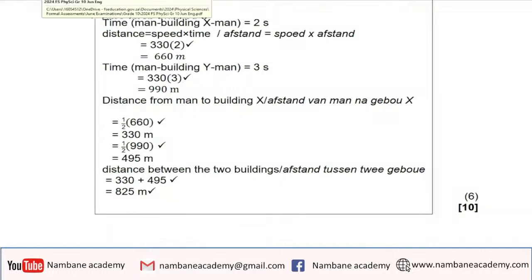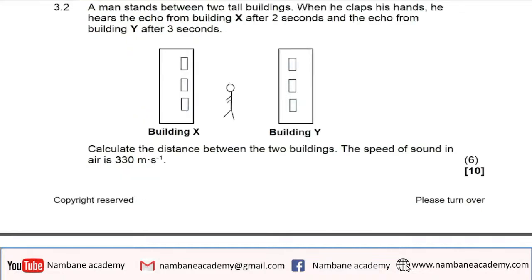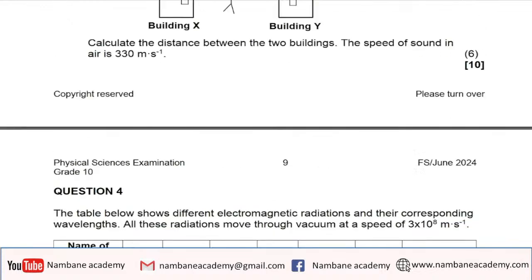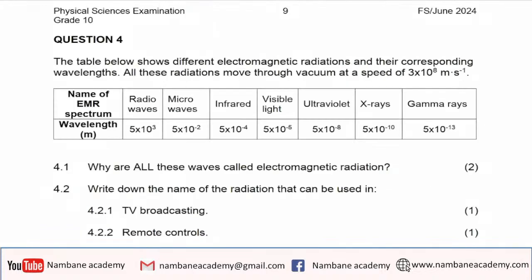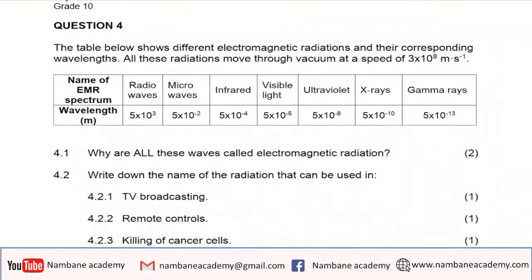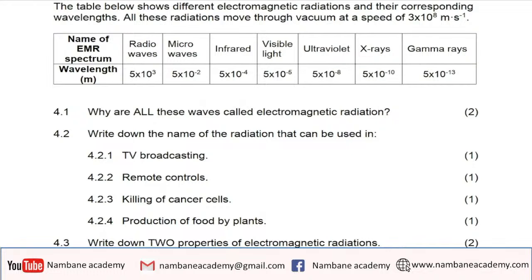We would also like to have inputs about the question paper, colleagues. How did you find the question paper? Question number 4 is about EM, electromagnetic radiations. The table below shows different electromagnetic radiations and their corresponding wavelengths. All these radiations move through a vacuum at a speed of 3 multiplied by 10 to the power 8 meters per second. So the learners are given the names of the electromagnetic radiation spectrum, and the corresponding wavelengths are given also. Now, 4.1, why are all these waves called electromagnetic radiations?